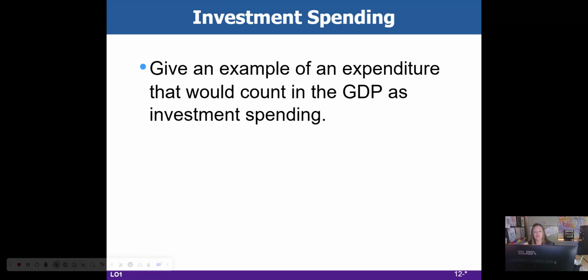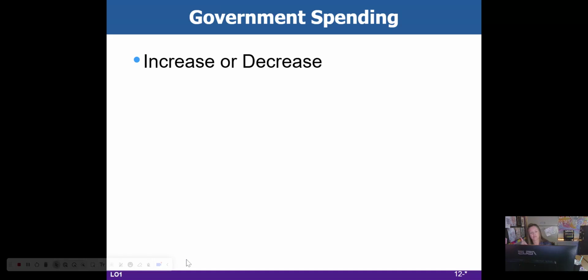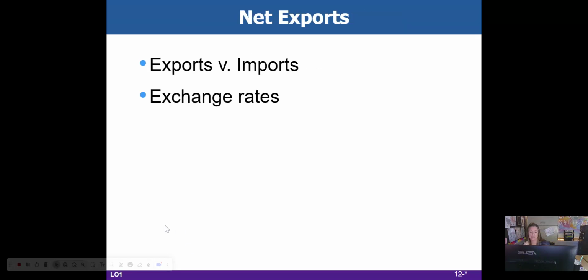Third aggregate demand shifter is government spending, and this is pretty simple. Either the government increases its expenditures as determined by Congress, or they decrease their expenditures. If government spending goes up, aggregate demand shifts right. If government spending goes down, aggregate demand shifts left.